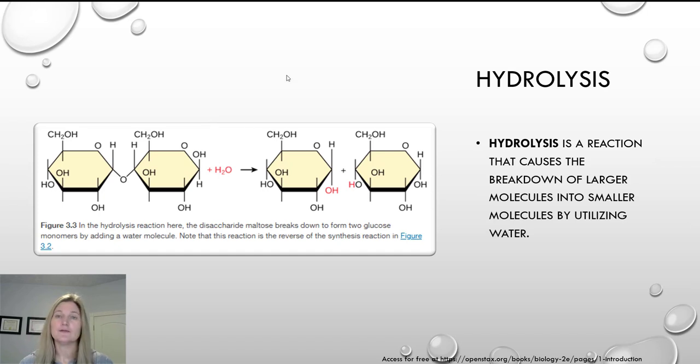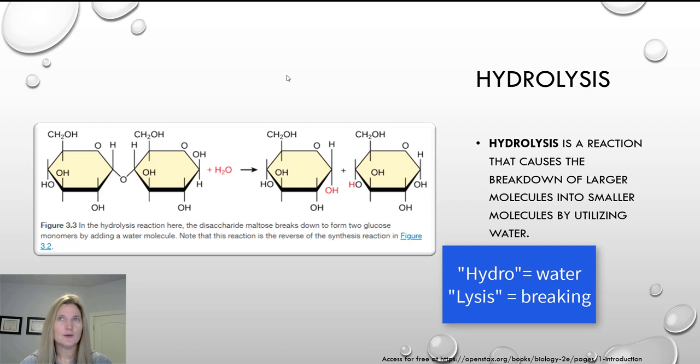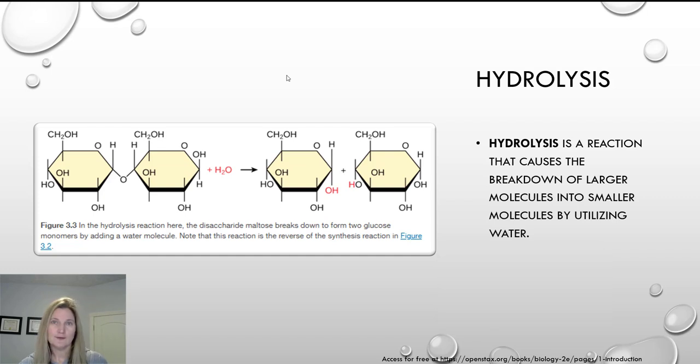The other type of reaction that we're going to talk about in chapter 3 is hydrolysis. Now, just by looking at that term hydrolysis, hydro, think water, lysis, think breaking, okay? So it's the opposite reaction to dehydration synthesis. So instead of taking two monomers and bringing them together, we're going to take the polymer and break it apart. And to break it apart, we have to add water. So hydrolysis, adding water to break apart the polymer into the monomers.